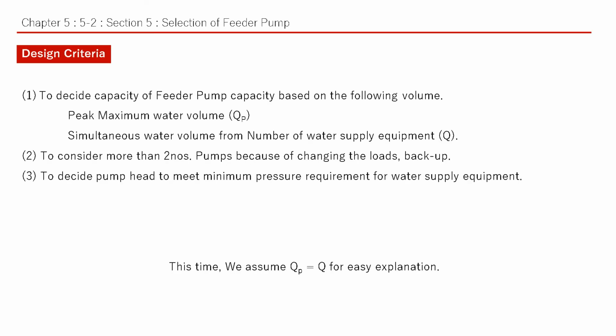Section 5. Selection of feeder pump. We have two types of selection, based on peak maximum water volume or simultaneous water volume from the number of water supply equipment. This time we explain the selection method based on peak maximum water volume. Item 3. To decide pump head to meet minimum pressure requirement for water supply equipment. The importance is that we have to meet the water pressure at all of the water points.